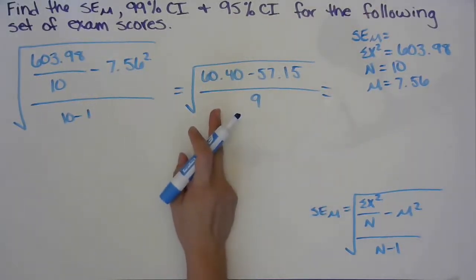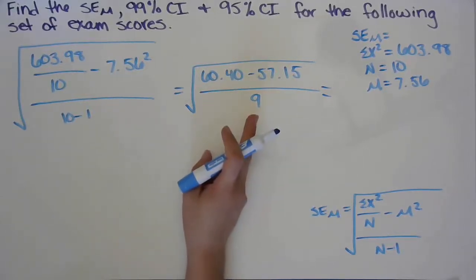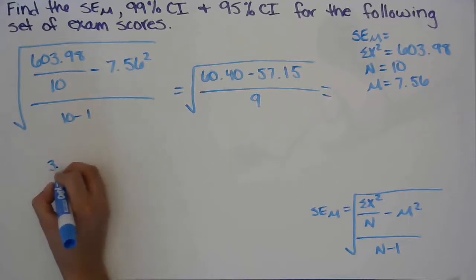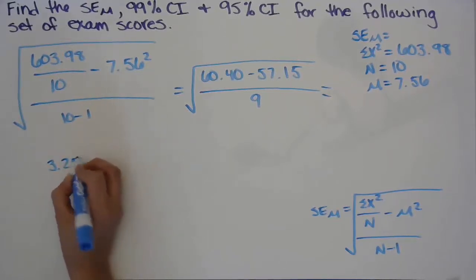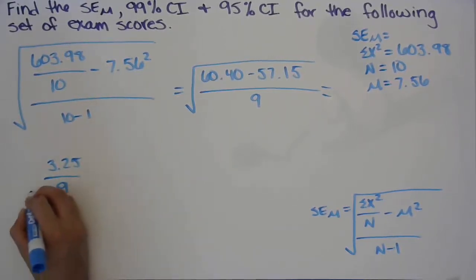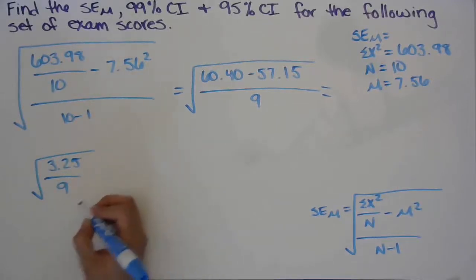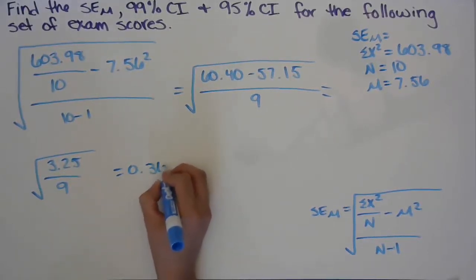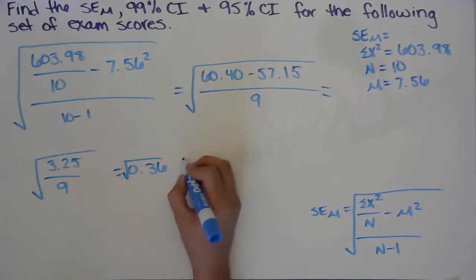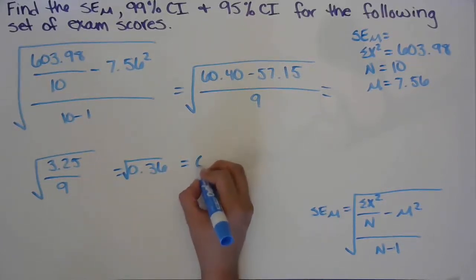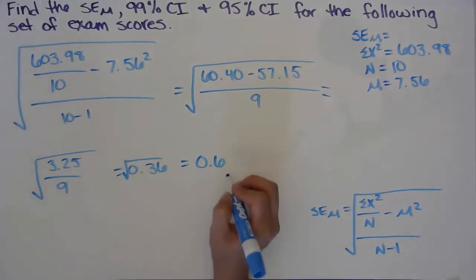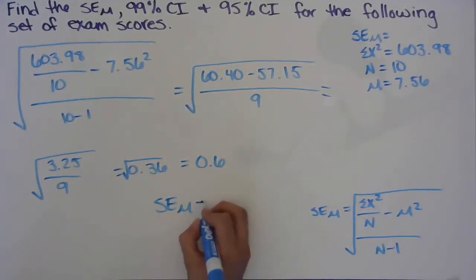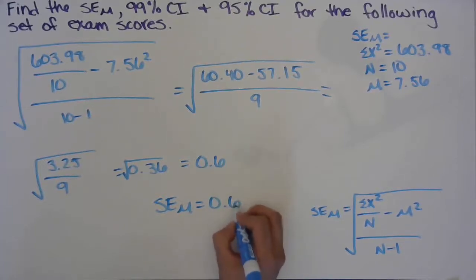Okay, so 60.40 minus 57.15 is going to give you 3.25 over 9. Divide that out, that is going to give you 0.36. And then solve for that square root, and that is going to give you 0.6. So our standard error of the mean, 0.6.